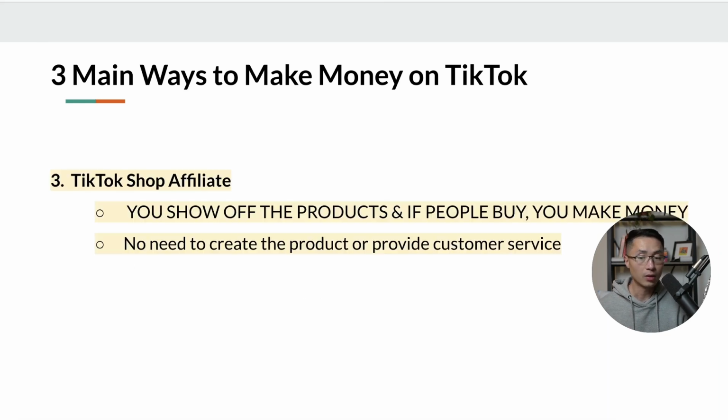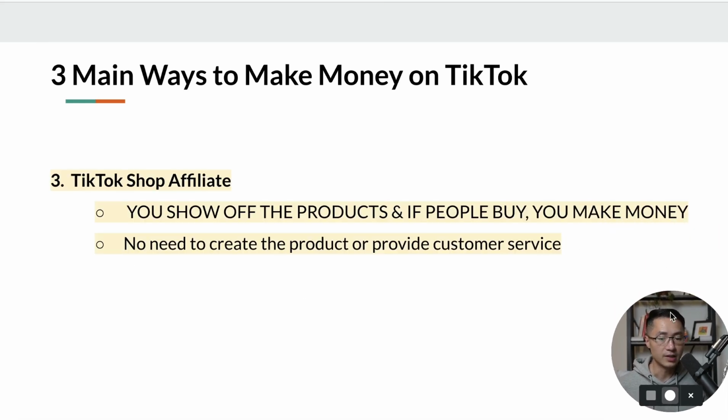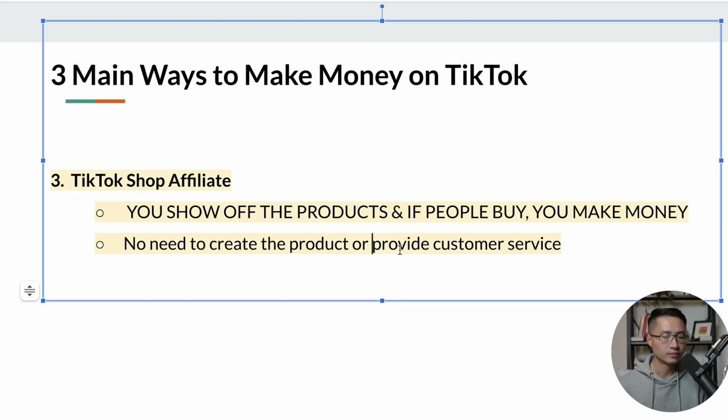And then the third way to make money on TikTok is to become a TikTok Shop affiliate. So for this method, you don't need to create the product or provide any customer service because you're simply becoming an affiliate for the TikTok Shop. So whatever products are being sold on the TikTok Shop, you can become just an affiliate and help promote that product. So your main job is to create content or create the video to show off the products. And then if people decide to buy through your video, then you make a cut of the commission.